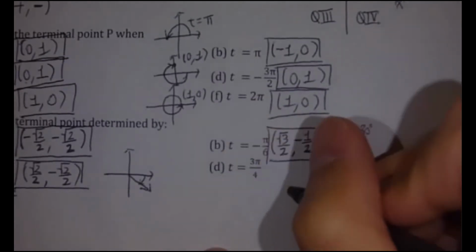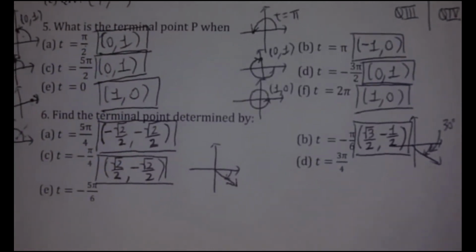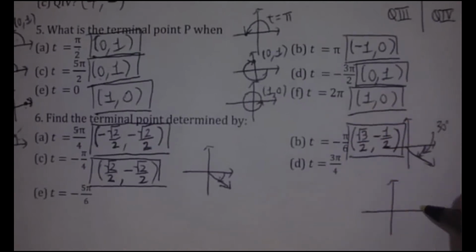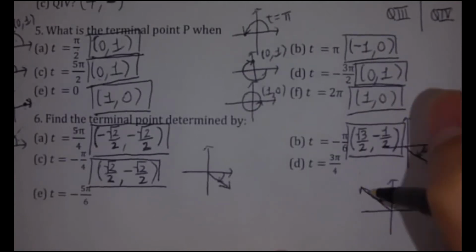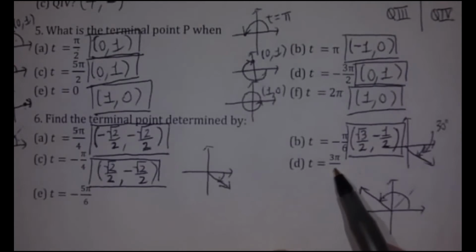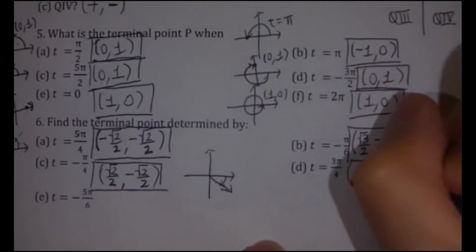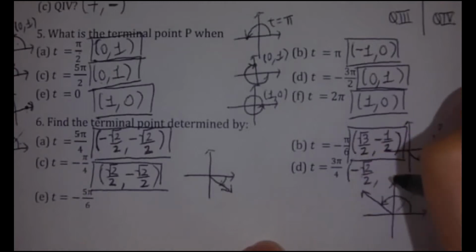And then part D, let me write that here. Part D, so that's 3 pi over 4. So 3 pi over 4, that's 45 three times, that's 1, 2, 3. That's 135 degrees. So over here. So yeah, it's also going to be root 2 over 2, like the base value, quote unquote. But here we just have to adjust for the sign. So here it's going to be a negative x coordinate, so negative root 2 over 2, and positive root 2 over 2 for the y coordinate.